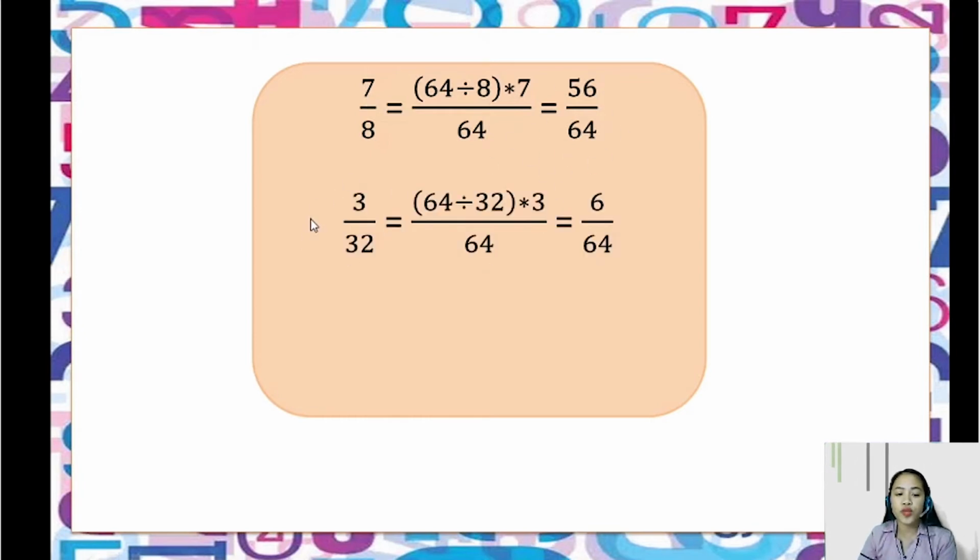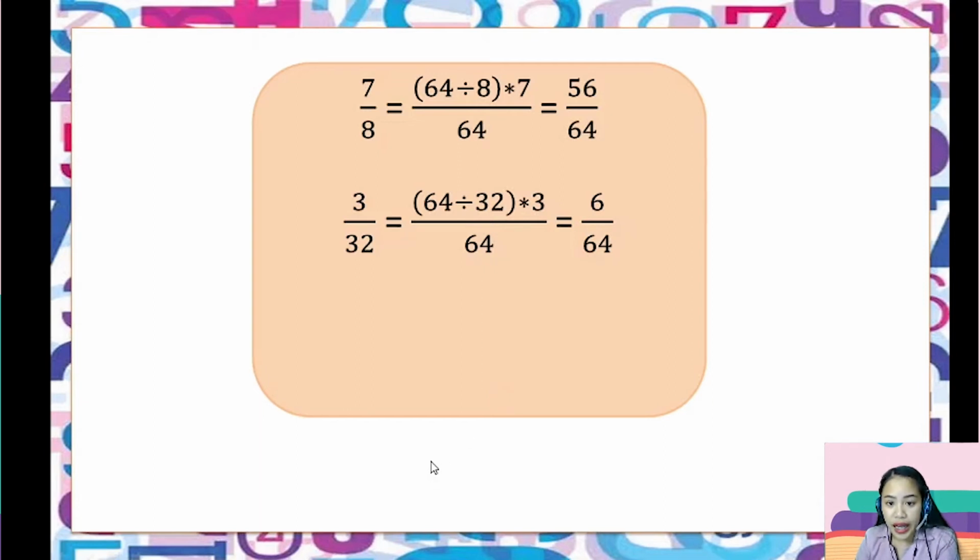So, the next one, we have 3 over 32. Yung LCD na bago is 64, i-divide natin kay 32. 64 divided by 32, 2. Times yung dating numerator, which is 3. 2 times 3 is equal to 6 over 64.